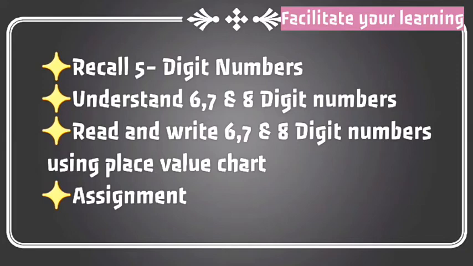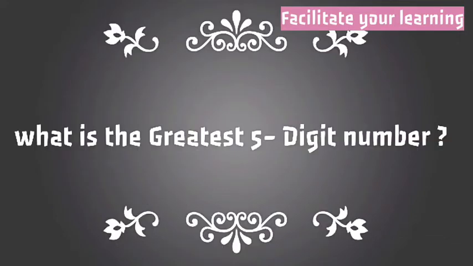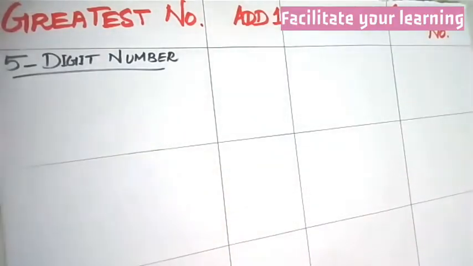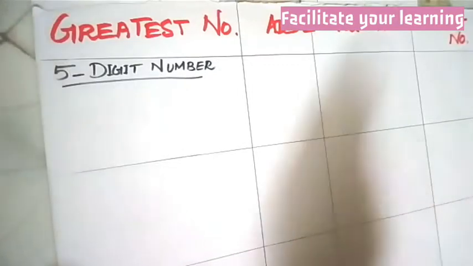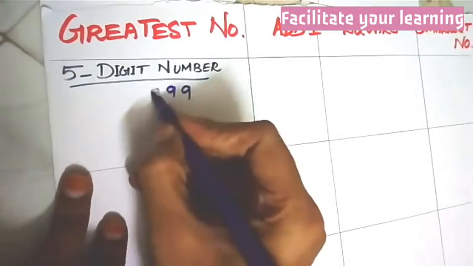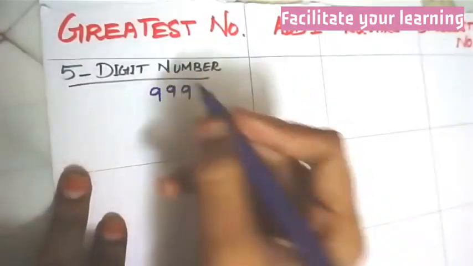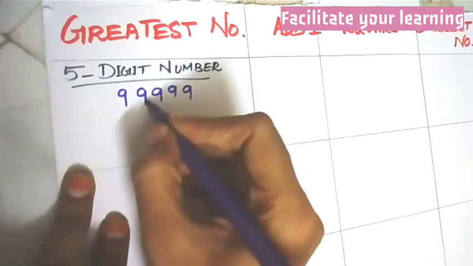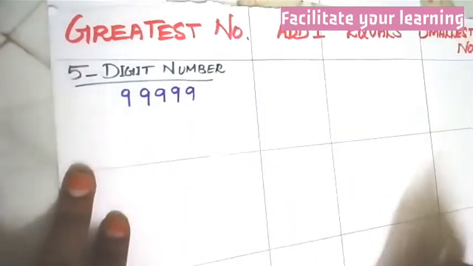An assignment. Let's recall. What is the greatest 5 digit number, which you learnt in the last class? Now tell me, what is the greatest 5 digit number? You know that the greatest number starts and ends with 9. So 5 nines must be there. How do you read that?